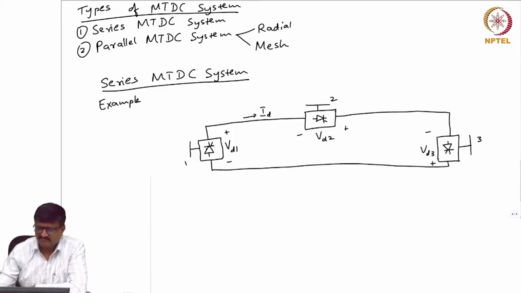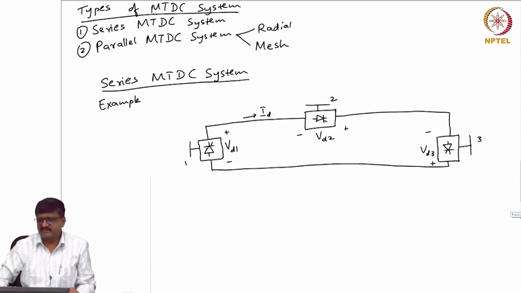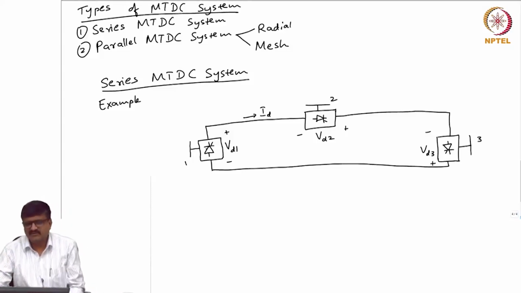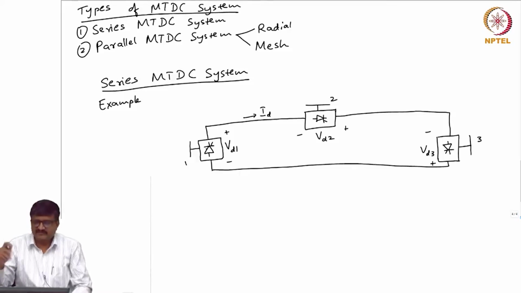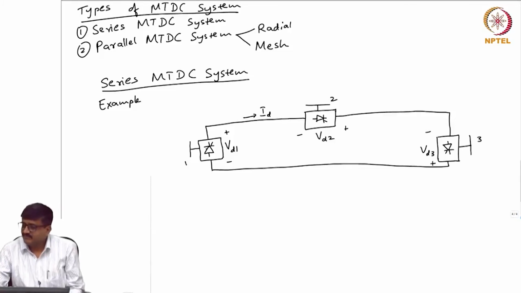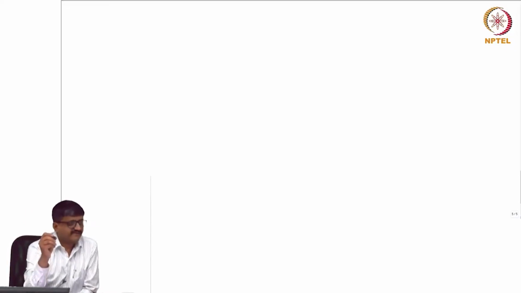Now, it may not be straight away obvious why we call this series. Maybe after looking at an example of a parallel MTDC system, it may become clear why we call this series. Of course, one way is we see that the DC voltages, if I add them, I can apply Kirchhoff's voltage law and say that VD1 plus VD2 plus VD3 are adding to 0. So, these three voltages are in series. So, the DC side terminals are connected in series. That is one possible way of defining series MTDC system.